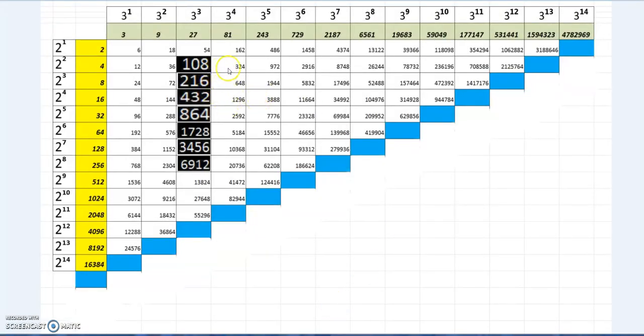So there's a link in the description to the most recent upload, where I went into 108, 216, 432, 864, etc., and how these connect to the quadrivium. But now we'll have a look at this column, beginning with 9 or 3 squared.